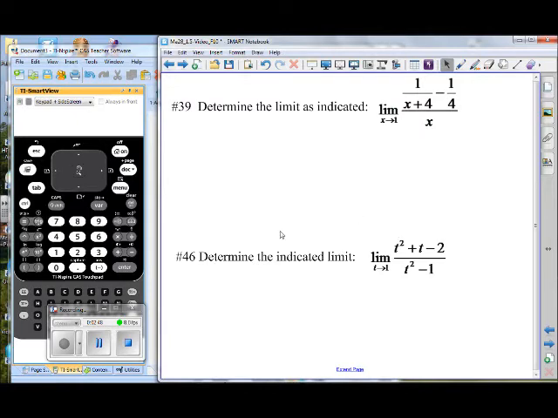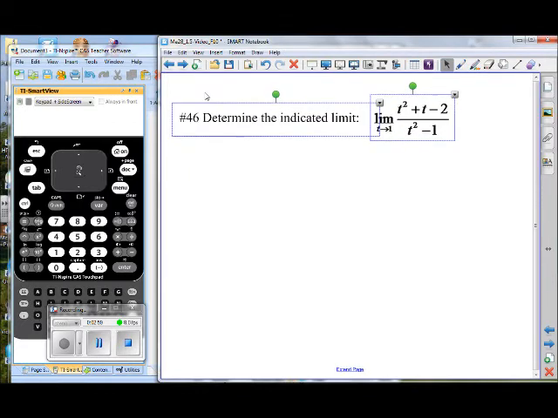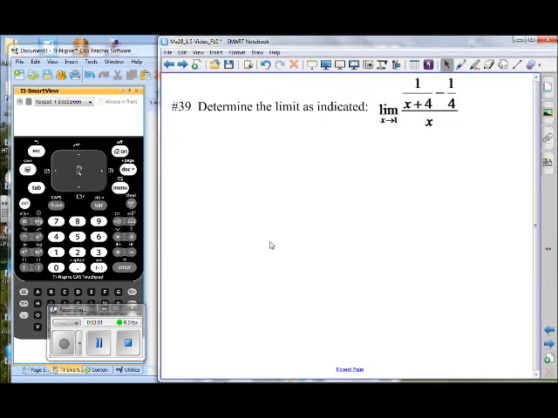Let's take a look at these problems. And let me do a little housekeeping here. We're just going to pop that over into a new one there. Give ourselves a little more room here. Okay. What we have is the limit as x approaches 1 of problem 1: 1 divided by x plus 4 minus 1 divided by 4, all divided by x.